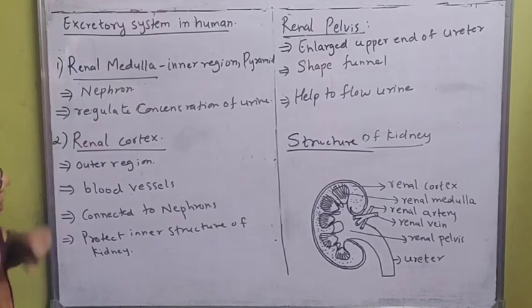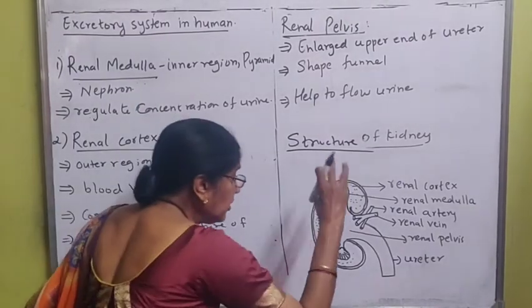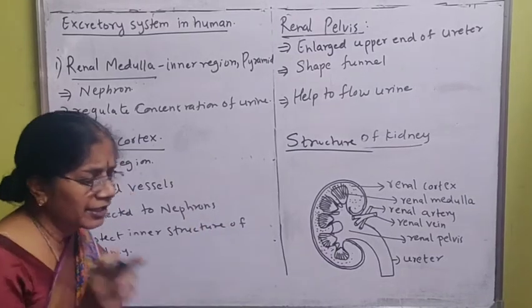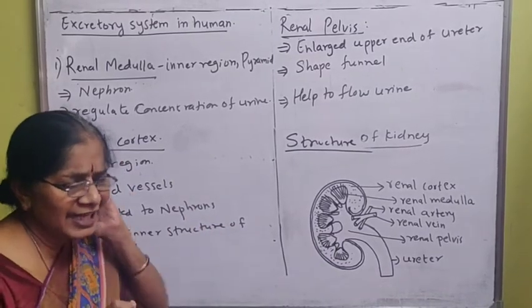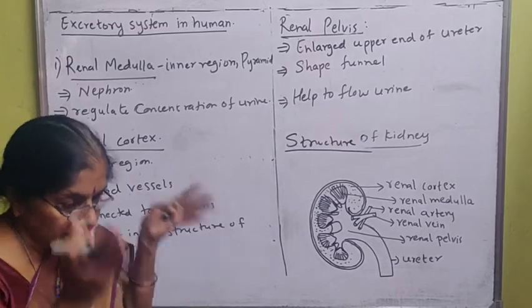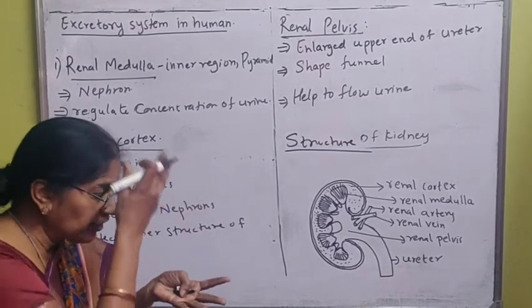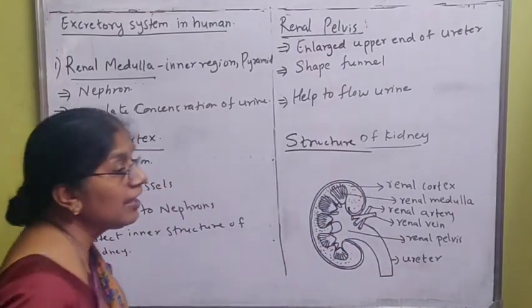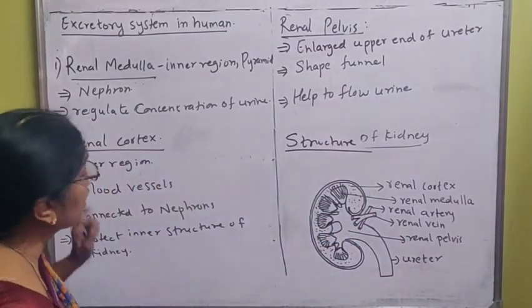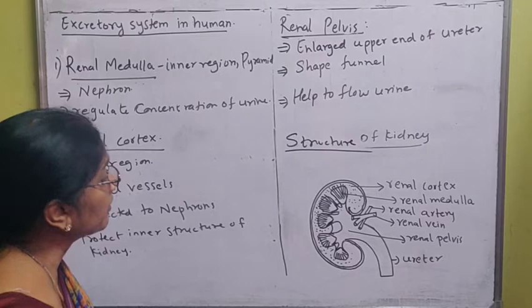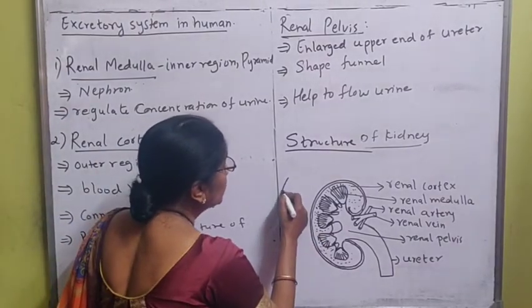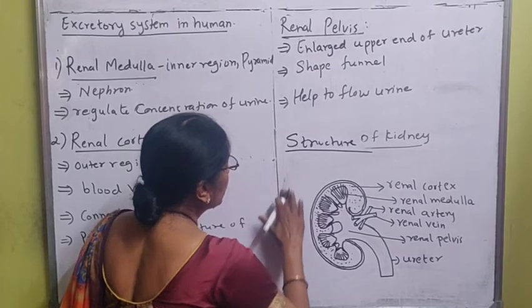What is this renal medulla? It is the inner region. As I told you, the kidney is the shape of a bean. It is like a capsule, hollow. And the hollow part of the kidney, whatever is inside, contains the renal medulla. So it is the inner region of the kidney. You can see over here. I will show you how the renal medulla looks.